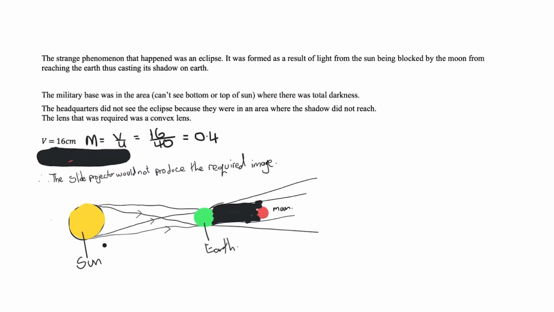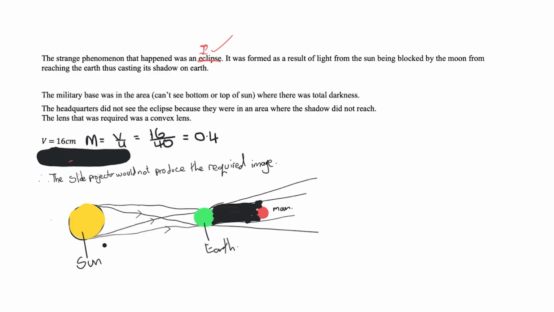So what are the key responses that we looked at for item 2? The response we expected the learner to give to the strange phenomenon that happened was an eclipse. So you earn this mark for identification, that is I. You earn that mark for identifying that it was an eclipse.